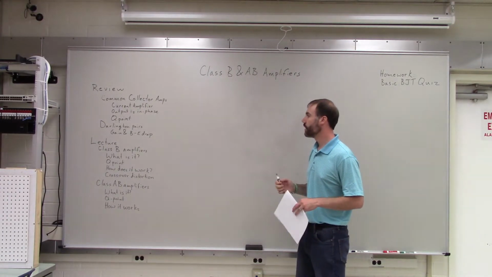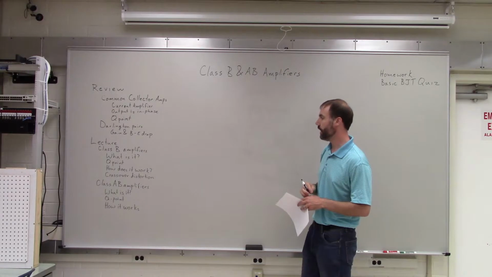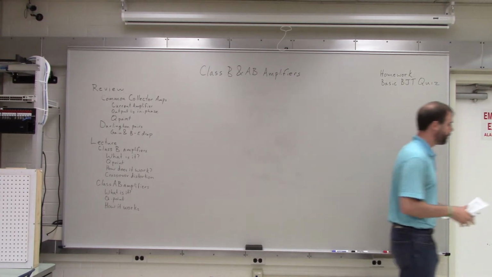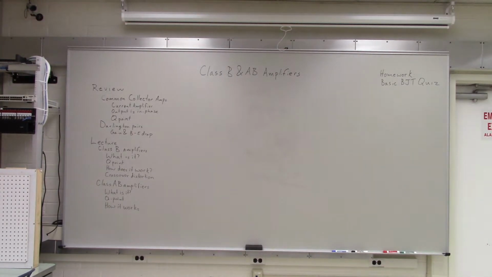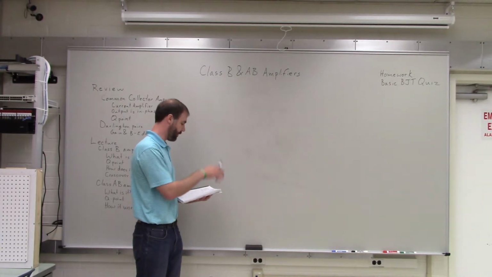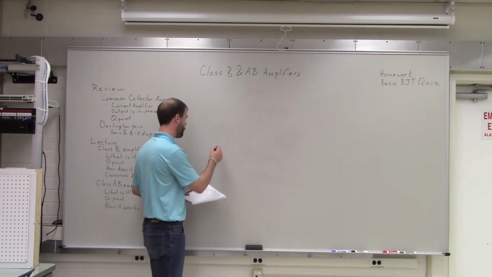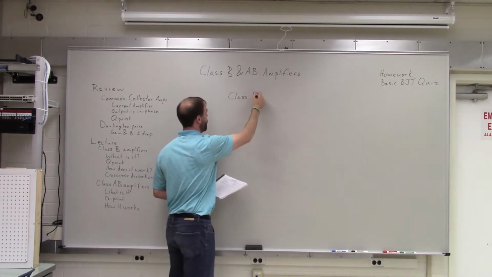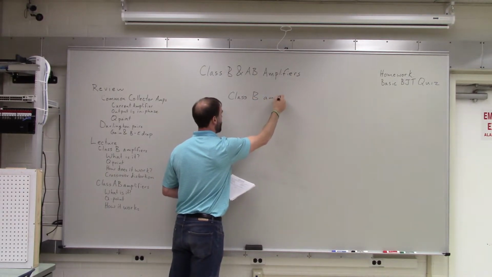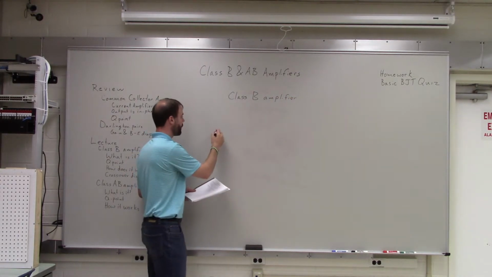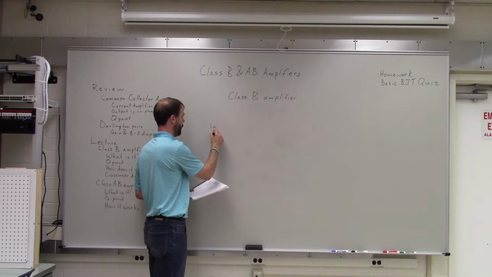All right. So let's talk a little bit about Class B amplifiers. Class B amplifiers use 2 transistors that work together, but they're in a different configuration than the Darlington transistors. So for a Class B amplifier, you have a situation like this. This is your input here.